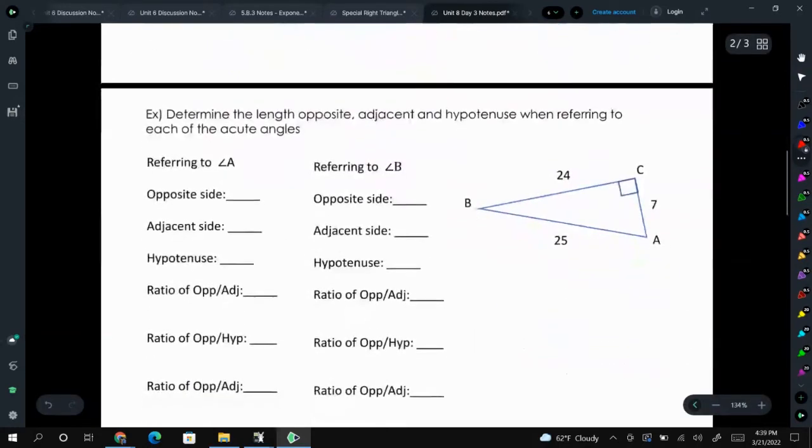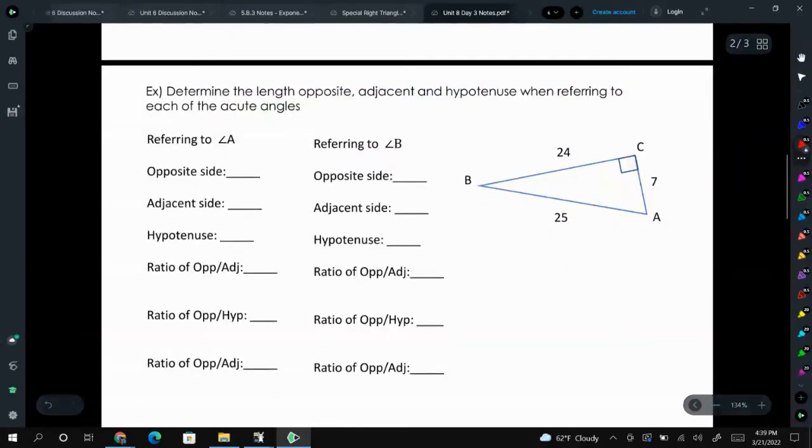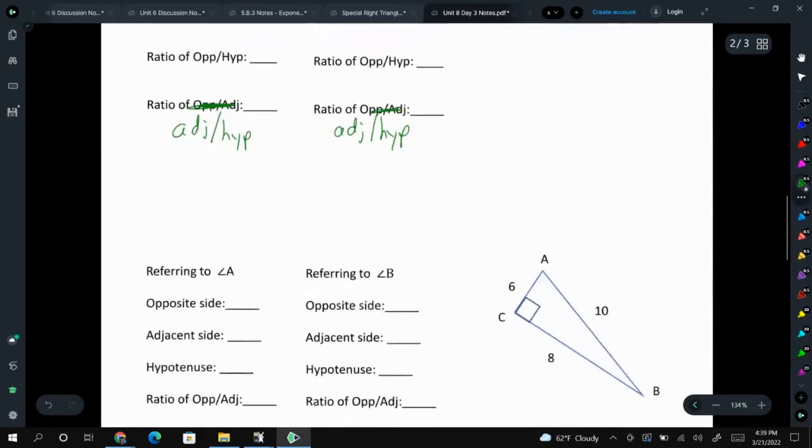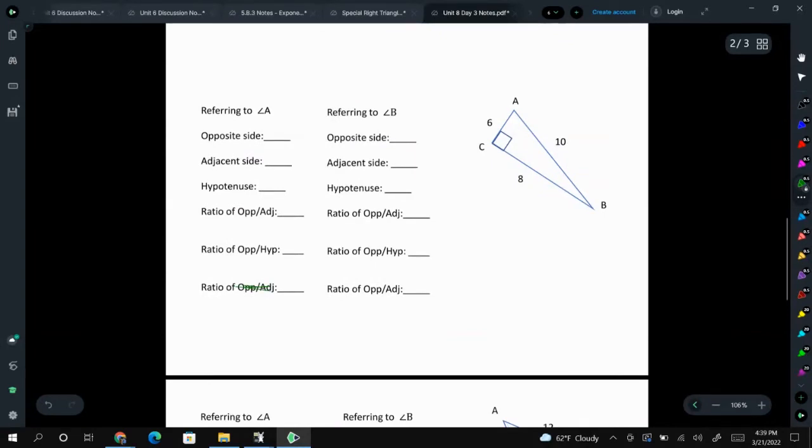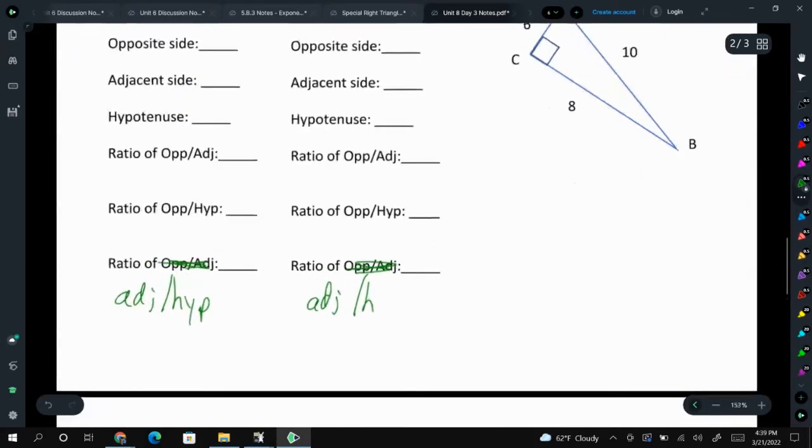So now on the next page, what we're going to be doing is using actual values. Remember, this last one is going to be changed to adjacent over hypotenuse. So again, on your homework, same thing. I need you to change this to adjacent over hypotenuse.